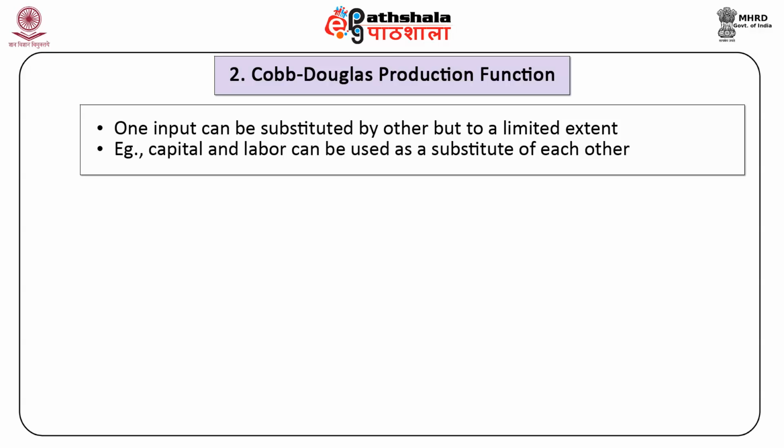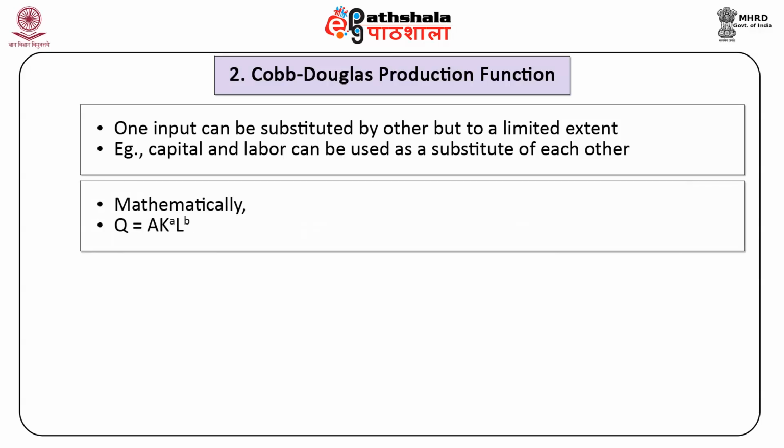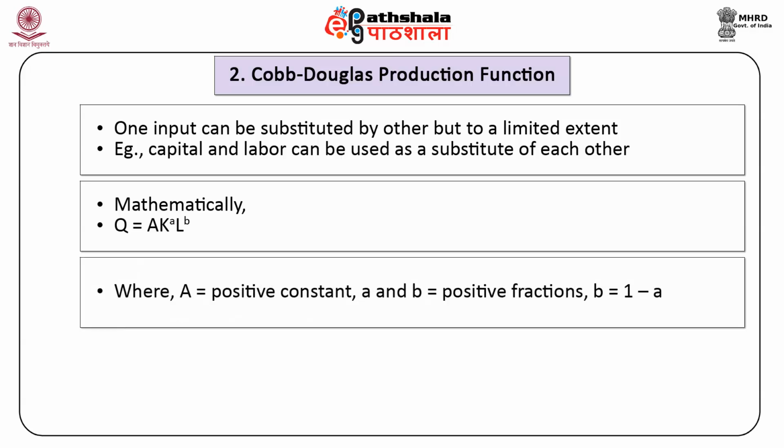For example, capital and labor can be used as a substitute of each other, but to a limited extent only. Mathematically, Cobb-Douglas production function can be expressed as follows. Q = A K^a L^b, where A is a positive constant, small a and small b are positive fractions, b = 1 minus a.